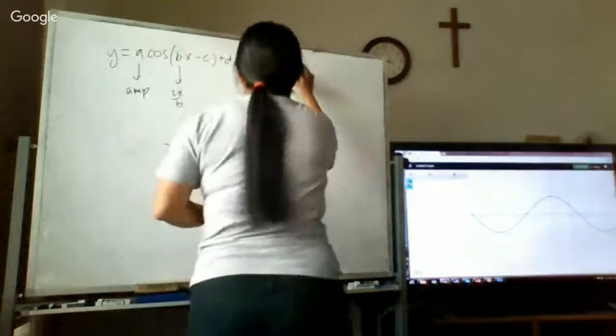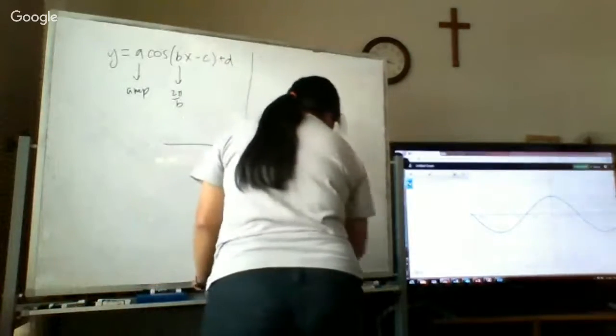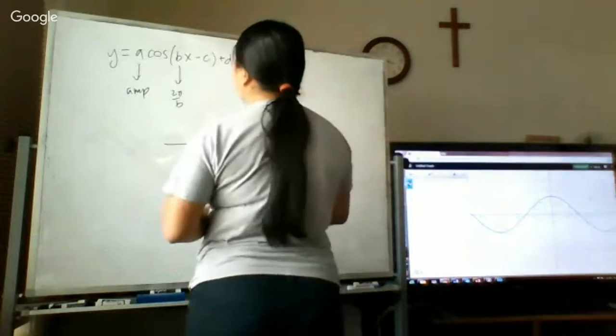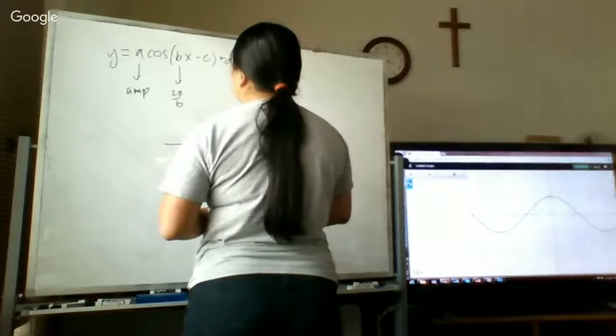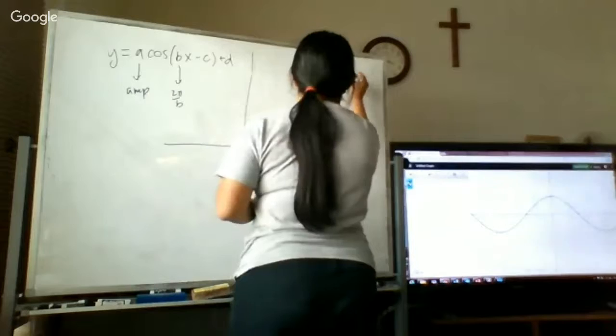Okay, cool. That equals 2 cosine 3x. Let's graph that.